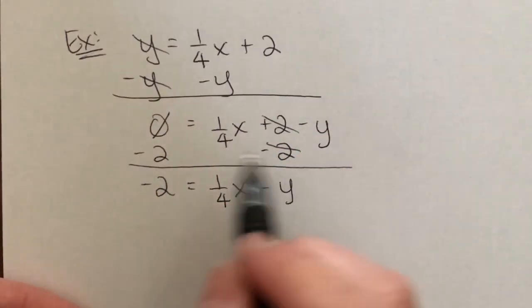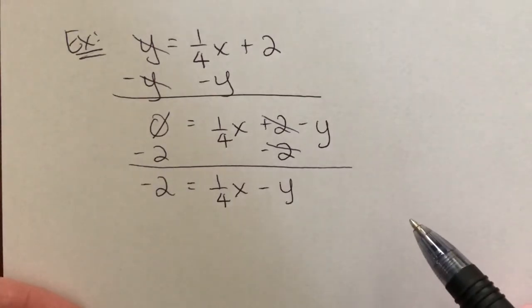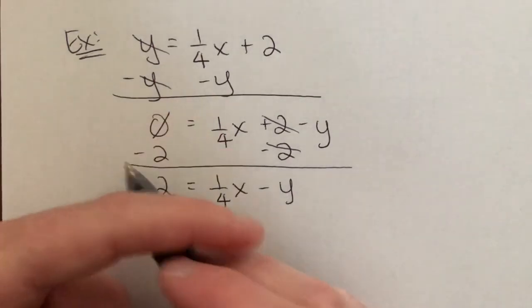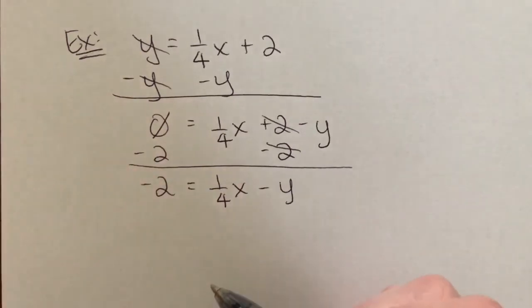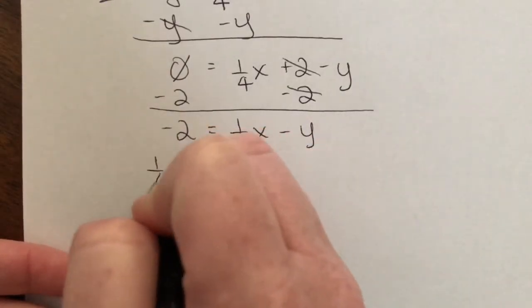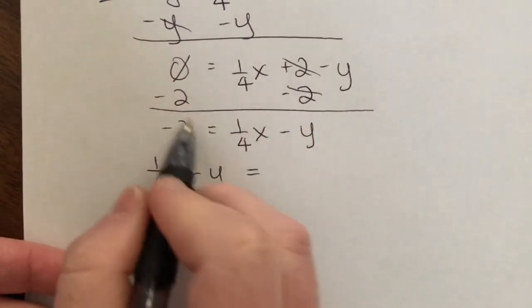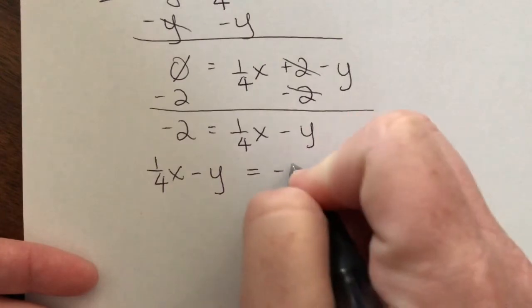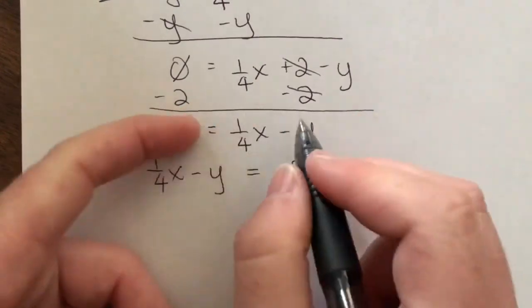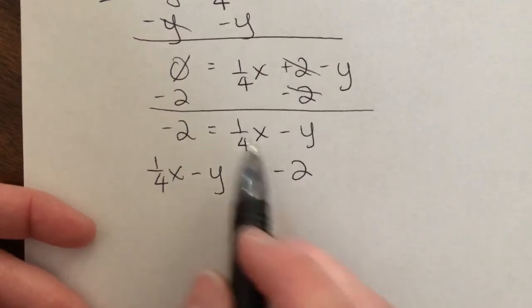All right, I've got x and y on the same side of the equal sign, my plain number with no variables on the other side. I'm going to go ahead and just flip-flop the sides of the equal sign so it's in standard form. So I'm going to take all of this and write it first. 1/4 x minus y equals, and then I take this side and put it on the other side. If they're both equal, it doesn't really matter which side of the equal sign they're on, right? This is the same thing as this. Okay, so now I've got this.